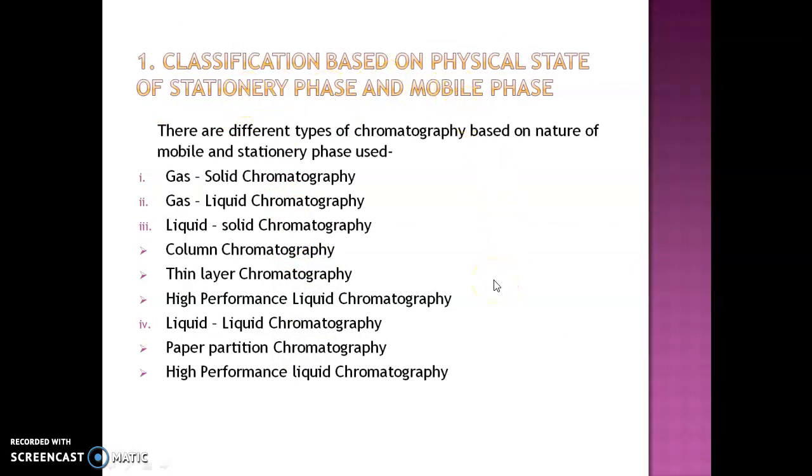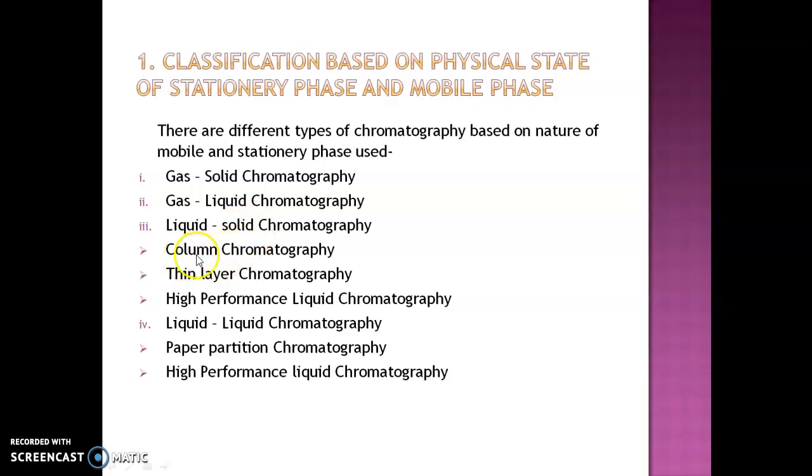From that, there are different types of chromatography. First is gas solid chromatography, where gas acts as the mobile phase and the solid acts as the stationary phase. Second is gas liquid chromatography. In that, gas acts as the mobile phase and the liquid is the stationary phase. Then third is liquid solid chromatography. In that, liquid is the mobile phase and solid is the stationary phase.